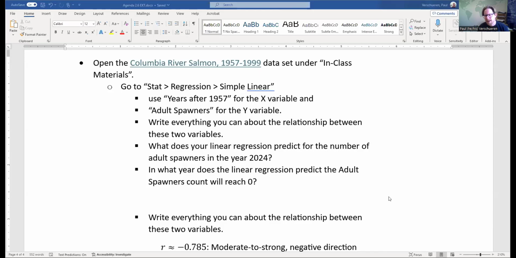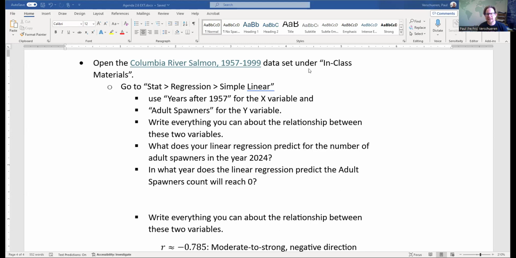Really glad we spent the day slowing down and talking about linear regressions and making predictions. I want to summarize the most important takeaways for everyone that was there and for those who were not. I'm going to start by showing the warm-up question, which really ended up being the question we talked about in class today, about the Columbia River salmon.